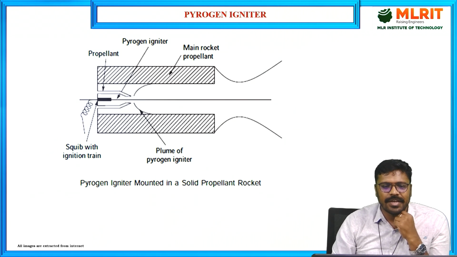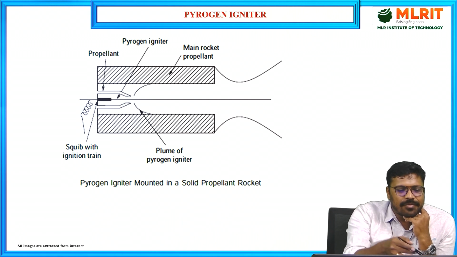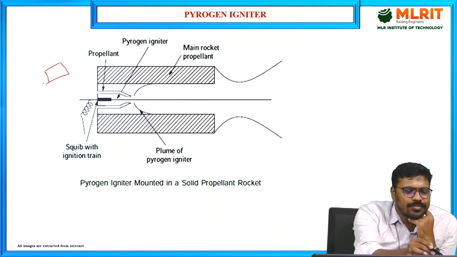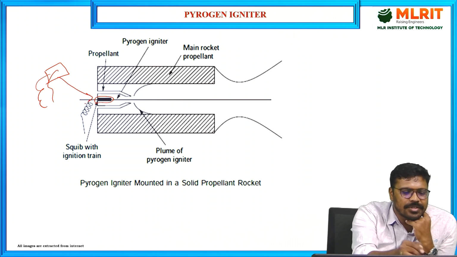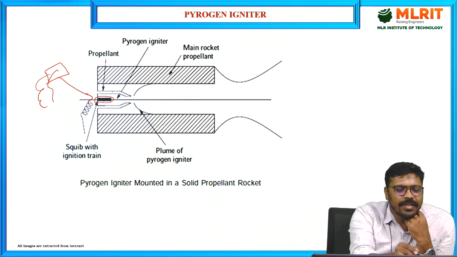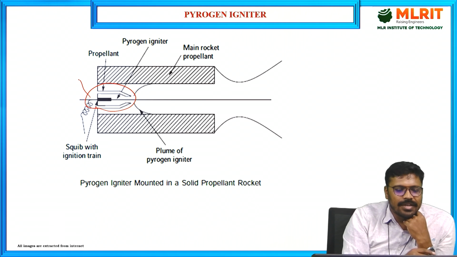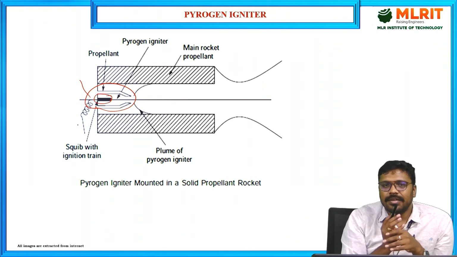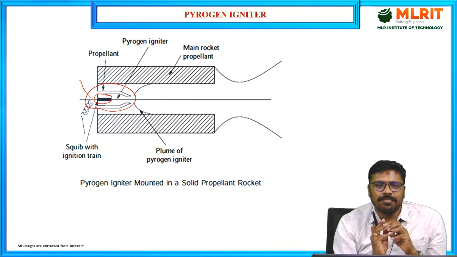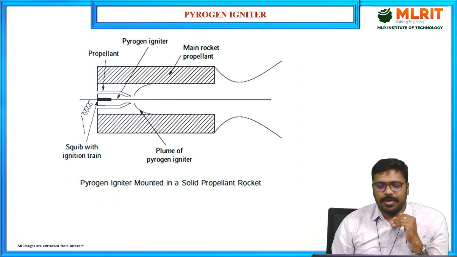Here you can see the diagram of a pyrogen igniter. In the previous diagram we went through only a small igniter with nichrome wires. Here, the small black one is the pyrotechnic igniter, and this is the small rocket, which is the pyrogen igniter. Again we have one pyrotechnic igniter with a squib. So this is about the ignition process and the types of igniters in the solid propellant rocket motor.